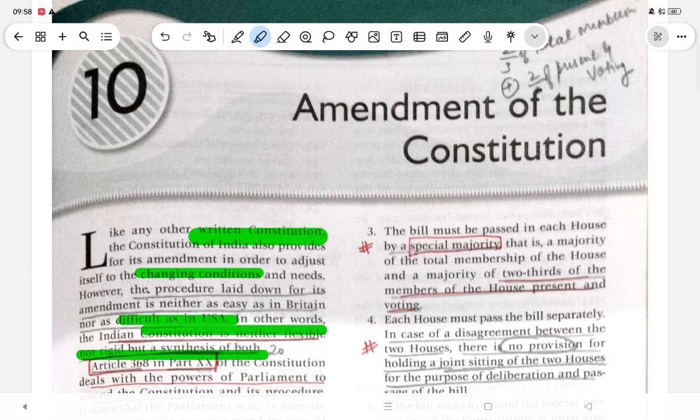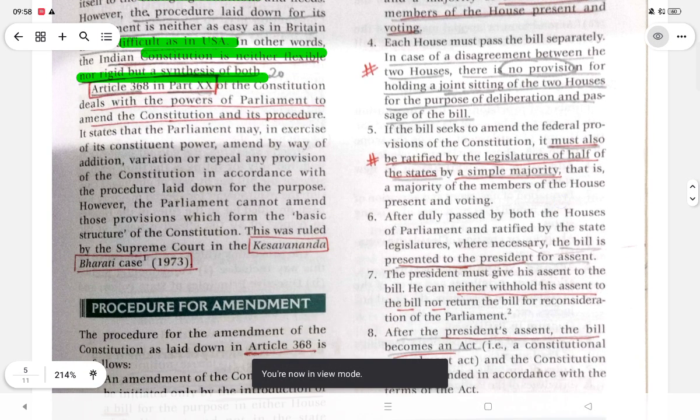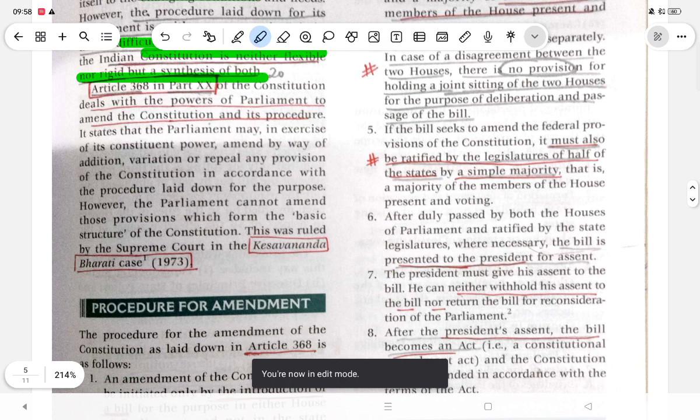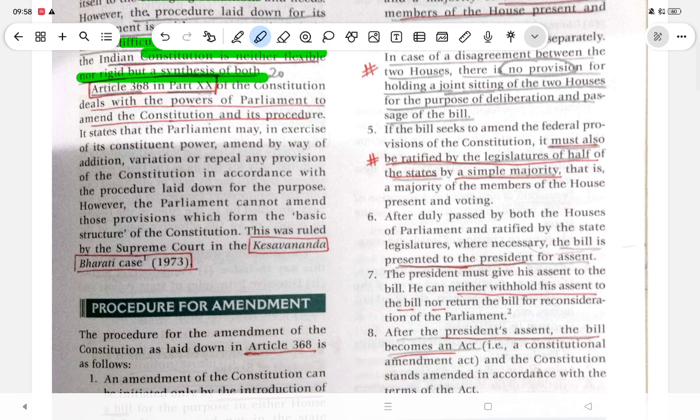Article 368 in Part 20 of the Constitution deals with the powers of the Parliament to amend the Constitution and its procedure. It states that the Parliament may, in exercise of its constituent power, amend by law any provision of the Constitution by way of addition, variation or repeal, in accordance with the procedure laid down for the purpose.